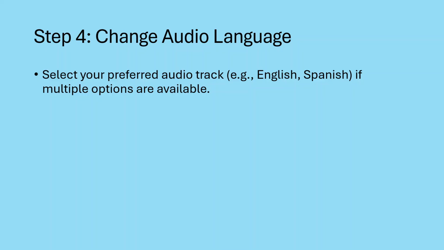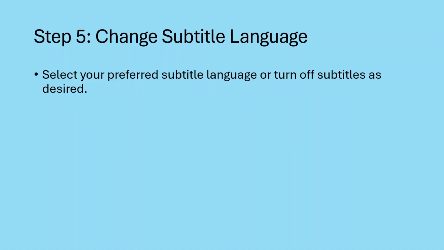Step 4. Change audio language. Select your preferred audio track. This can be English, Spanish, or whatever language you like, if multiple options are available. Step 5. Change subtitle language. Select your preferred subtitle language or turn off subtitles as desired.